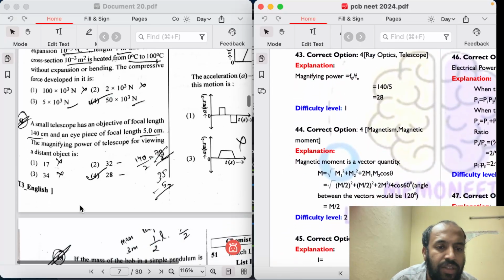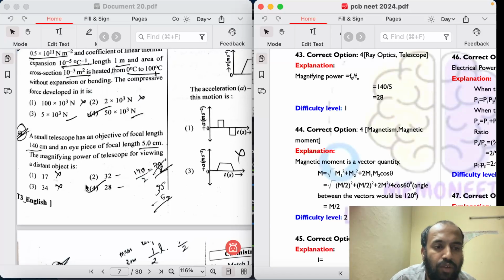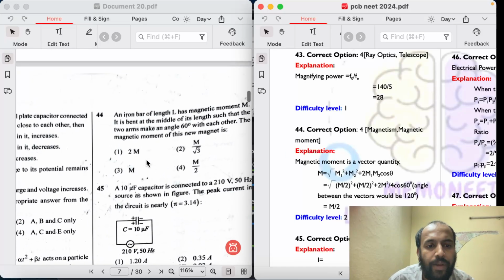The next question is on optics, and it talks about ray optics. A small telescope has an objective of focal length 140 centimeter and an eyepiece of focal length 5 centimeter. So you've been provided with the focal length of objective and eyepiece. You have to find out the magnifying power. The formula is quite straightforward. It is focal length of the objective by focal length of the eyepiece, that is 140 by 5, which is equal to 28. So it's a straightforward answer. Should not take more than 30 seconds to solve this. Straightforward, hence it is difficulty level 1.